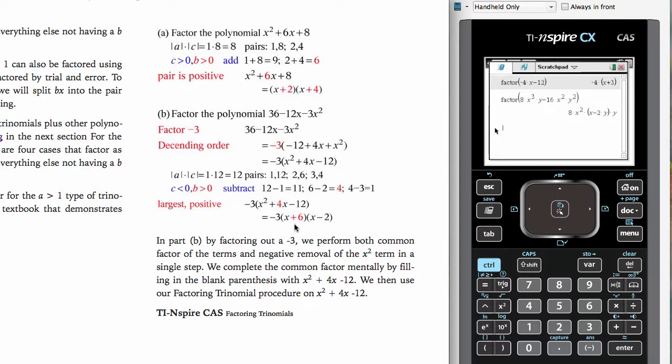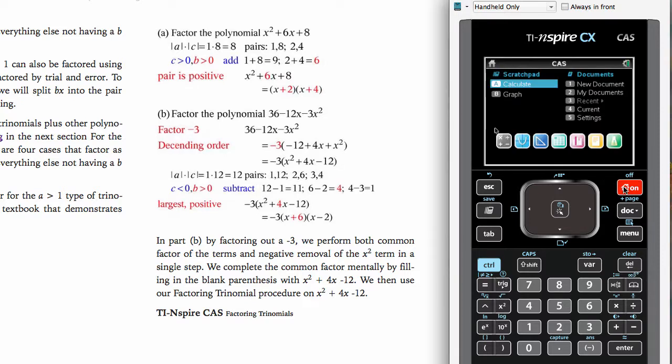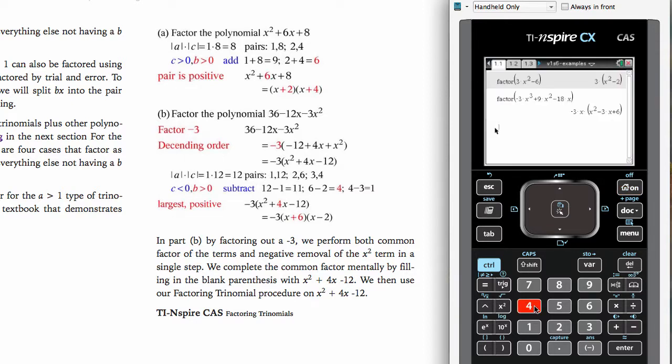Okay, so again, if you multiply this out by the FOIL technique, you get x squared minus 2x plus 6x, so those two combine to be 4x, and positive 6 times negative 2 is minus 12. And if we go over to our calculator, we can take a look at the same thing. So let's go back to our document. Let's go back to our home screen. Let's go back to our current document, which is number 4.